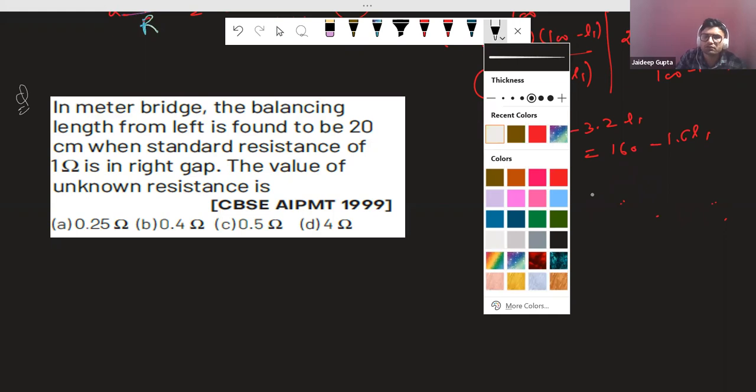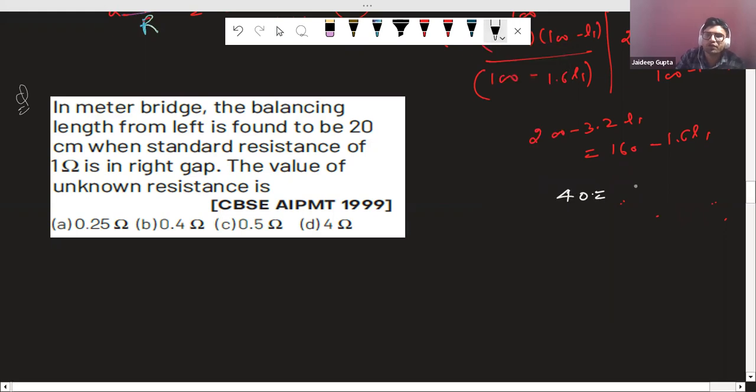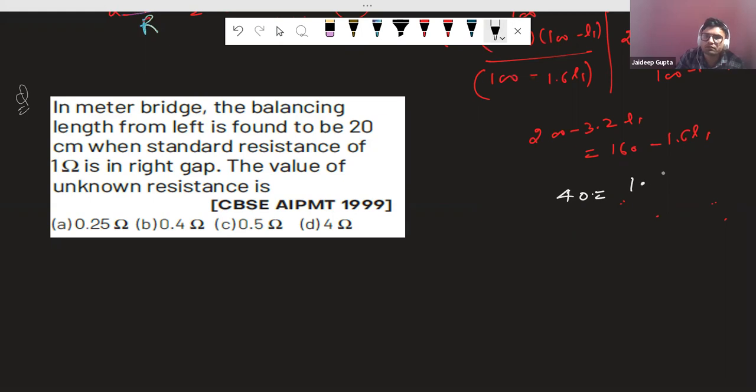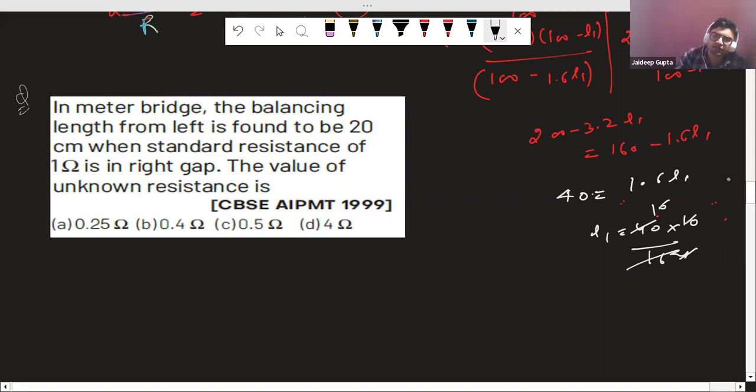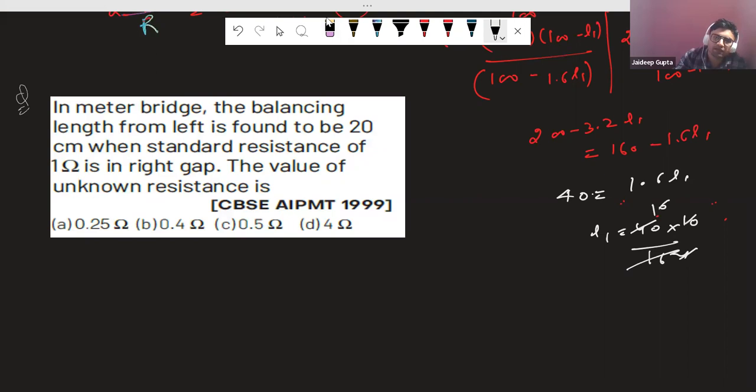So 40 equals L1. So L1 equals 40. Oops, 0.8. And what's your answer, by the way? B. Parath, B. Alan.